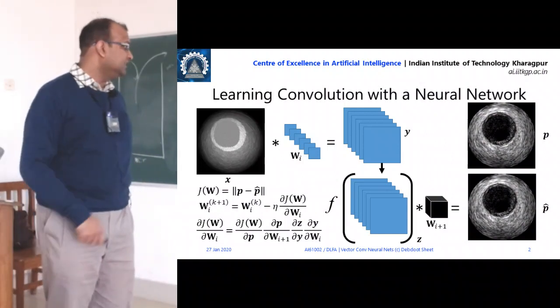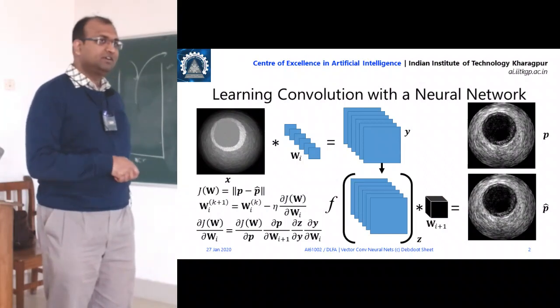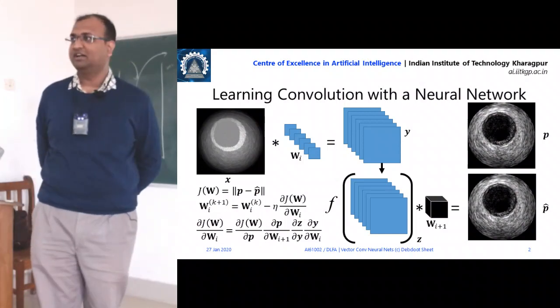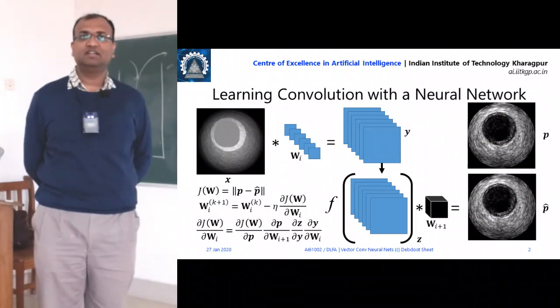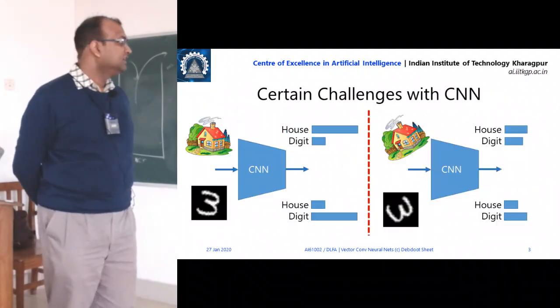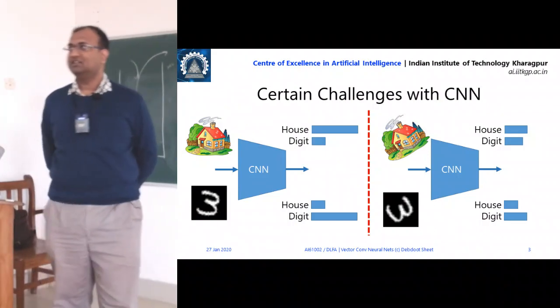At the end of the day, what you are trying to do is find out your error, find out the gradient over the error, and then you solve this part, which is your error backpropagation, for which you need to solve for the gradient of the error with respect to the weights. Okay, great. Now, the challenge which comes with any kind of CNN is something of this sort.